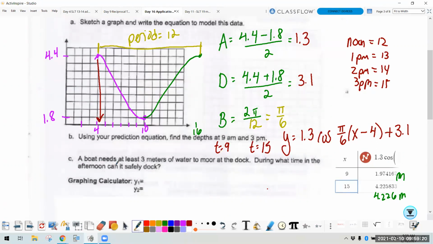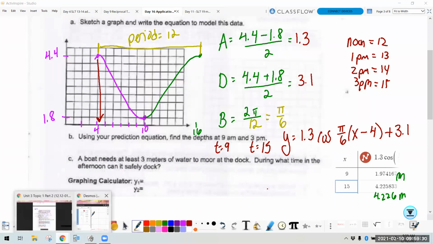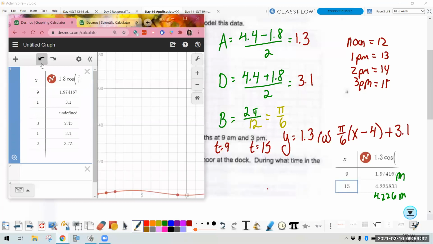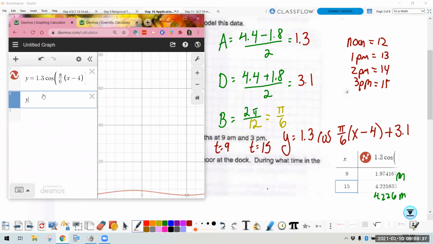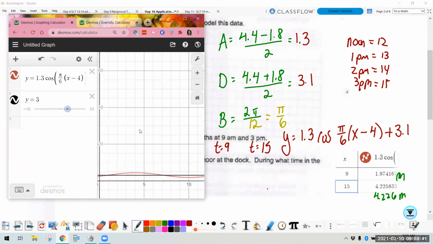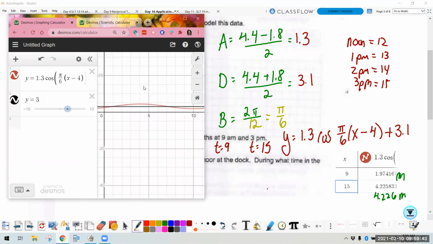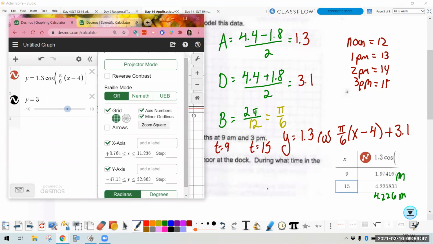So now if the boat needs at least 3 meters to dock, what time can it dock safely? So we go back to our graph. I'm going to go back and type y equals 3. And then notice my graph's all the way down here. So I can either click and drag, I can use the plus or minus, or I'm just going to reset my window again.